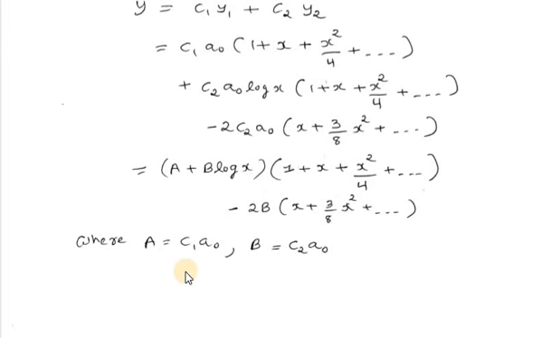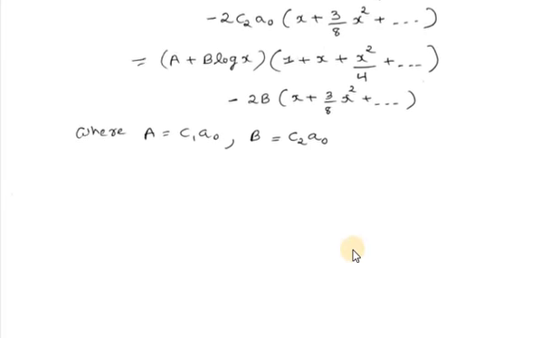Okay, now we have replaced c1 a0 by a. This is c1 a0. Okay, so we have replaced c1 a0 by a, and then after, c2 a0 by b. This is c2 a0, that is b. Okay, and taking this term common, so we have over here a, then after plus over here b log x, and this term common, that is 1 plus x plus x square by 4 plus and so on. Then after minus 2, and c2 a0, that is b, and into bracket x plus 3 by 8 x square plus and so on. So this is the required general solution, where a is c1 a0 and b is c2 a0.